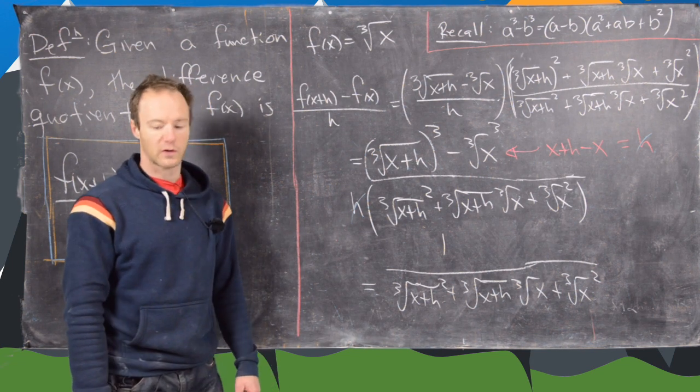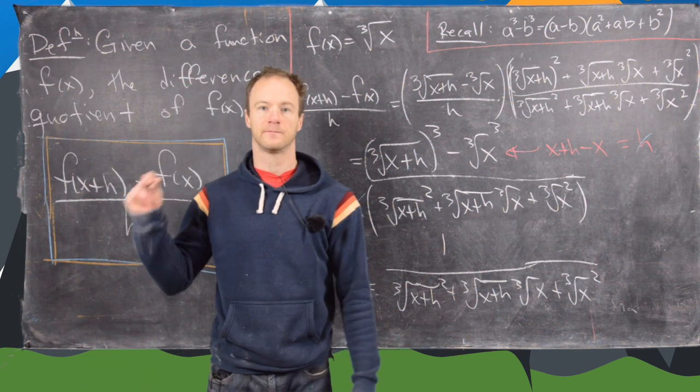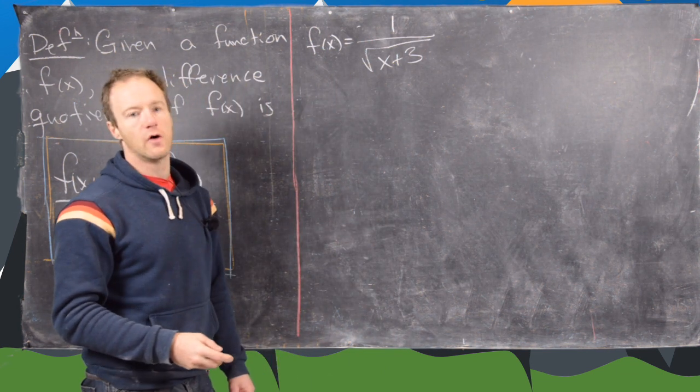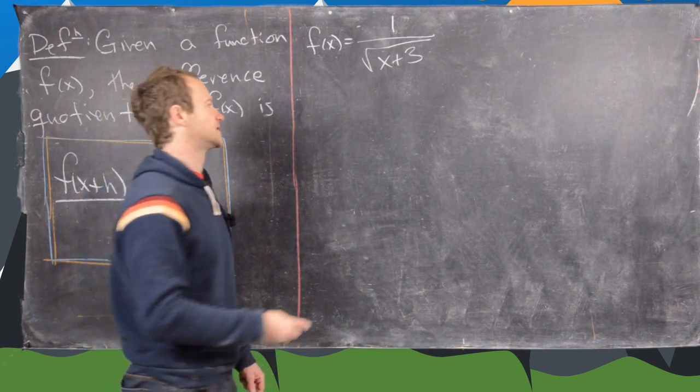Okay, I'll clean up the board and we'll look at one more example. Okay, now we're going to look at this example. f of x is 1 over the square root of x plus 3.